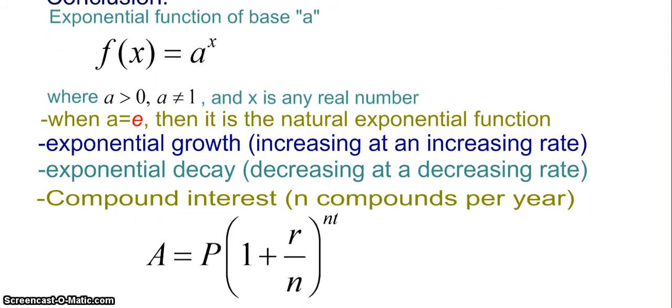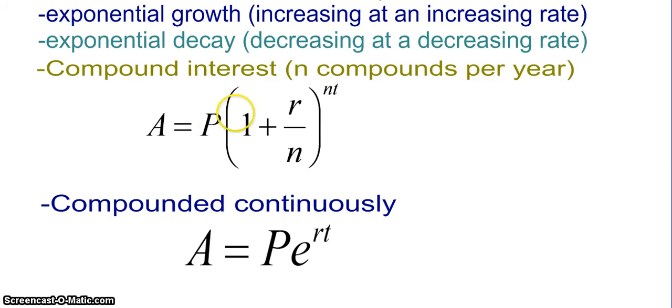And then we want to know our compound interest formulas. A equals P times 1 plus r over n to the nt is when we have n compounds per year. Compounded continuously is A equals Pe to the rt. That's it.